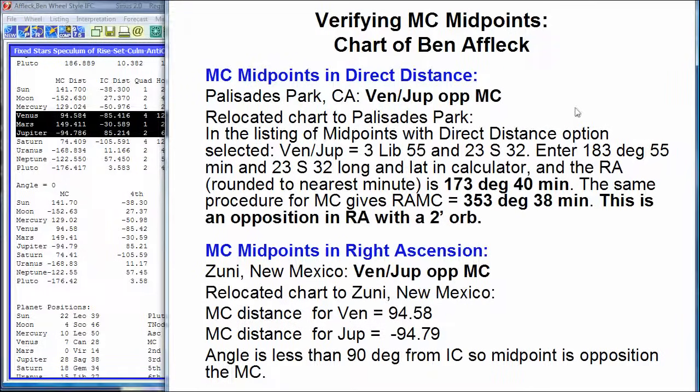And I've copied and pasted that here. Midheaven distance for Venus and Jupiter, 94.58. Midheaven distance for Venus, 94.58. For Jupiter, 94.79. One's positive, one's negative. There it is. We confirmed it. Last thing, and then we're done confirming all these calculations. Remember in the previous video we had the Venus-Jupiter midpoint for Ben Affleck opposite the midheaven in direct distance, very close to where he lives in Palisades. Let's confirm that. Then we're done.